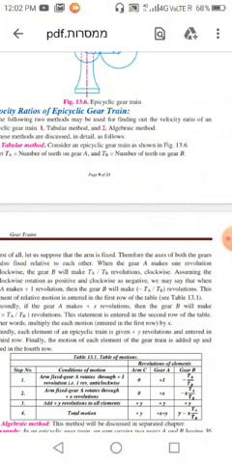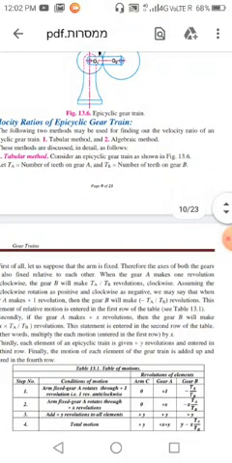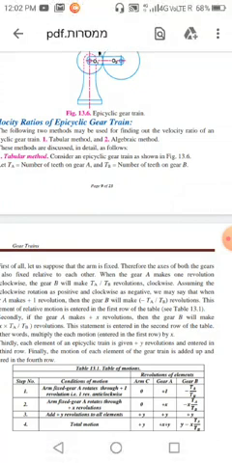Now, if gear A is rotated by plus x revolutions, or we give plus x revolutions to gear A, then the column will be multiplied by plus x. So in the second column, gear A will be plus x, and gear B will be minus x TA by TB.